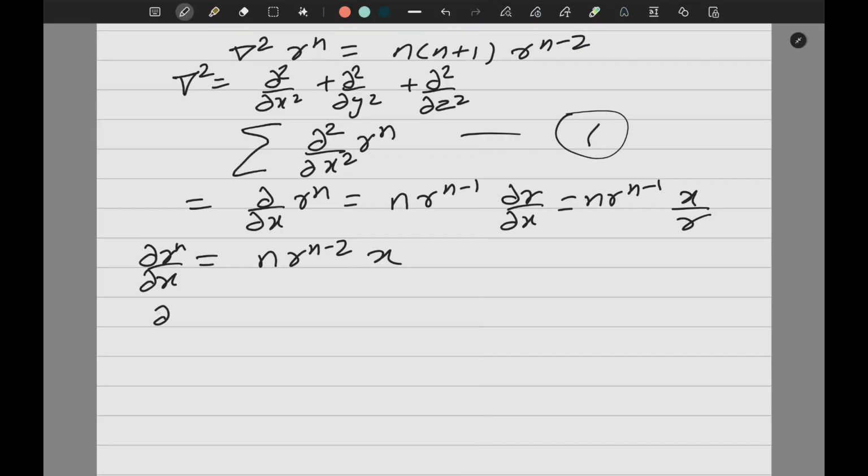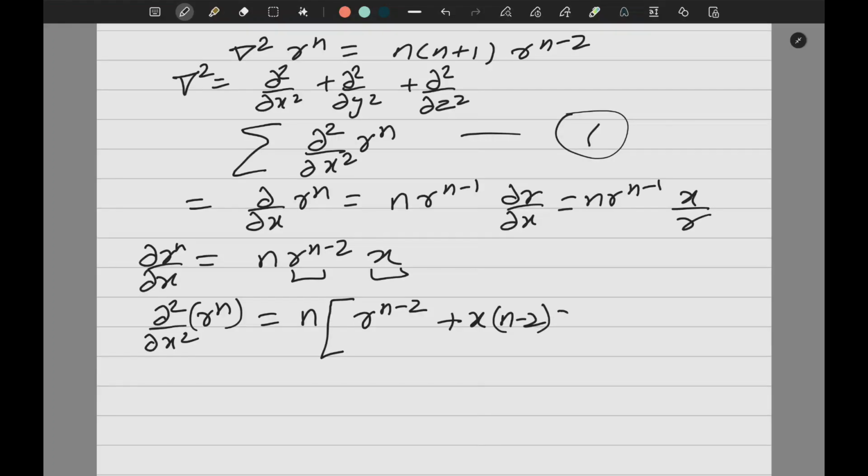Okay, now I want the second derivative, so dou 2 upon dou x square of r to the power n is equal to n is constant and the remaining I'll apply the product rule. So differentiation of x is 1, so r to the power n minus 2 plus x, n minus 2 r to the power n minus 3 dou r by dou x, because we are differentiating with respect to x, right? So now this value is n r to the power n minus 2 plus n dou r by dou x is what?